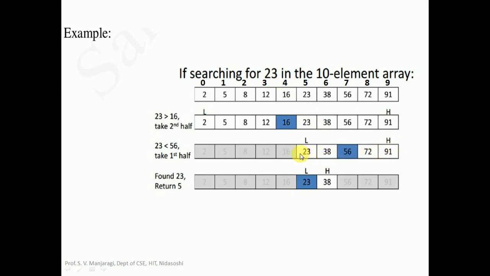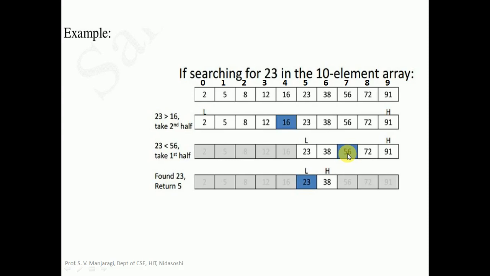So this is the first part. So this is the second part. If you look at the first half of the array, 23, 38, these elements are smaller than the mid element. The second half elements are 72, 91. These are the elements larger than 56.